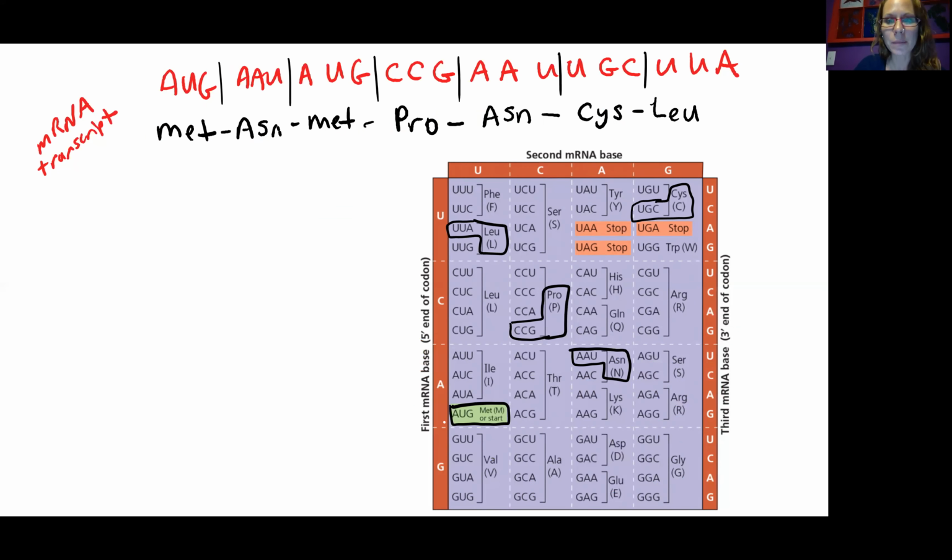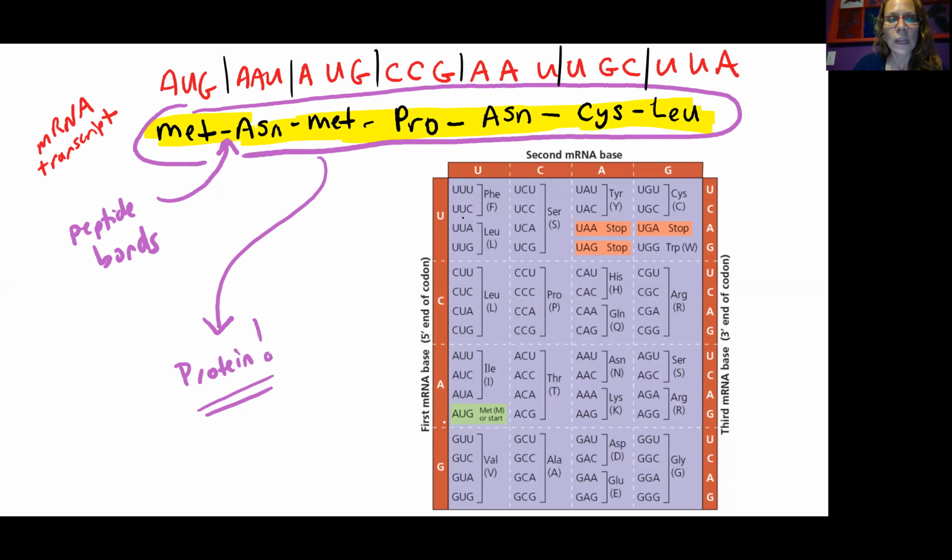I've separated my mRNA transcript at the top into my codons. I've listed out the amino acids, and I've highlighted them in the chart. Basically then, if you have your chain of amino acids, you've got your protein. Remember, amino acids are linked together by special types of bonds called peptide bonds. So we can talk about this as a polypeptide, or we can talk about this as a protein.